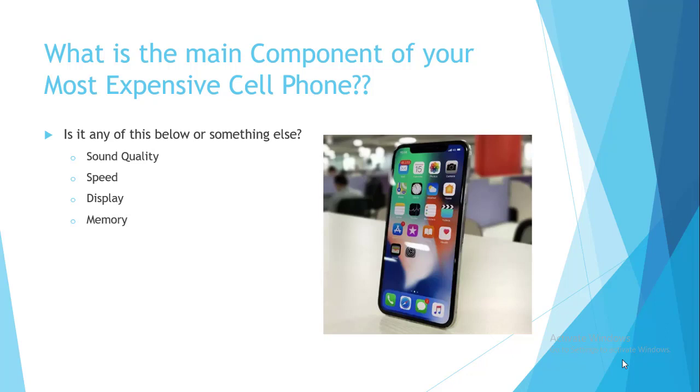Before we start, let me ask you, what is the main component of your most expensive cell phone? Is it the sound quality, speed, display, memory, or is it something else? The answer is charger. Your charger accepts the electricity as its input, which helps to run your mobile phone and its applications. As you saw, charger is one of the least thought component of the cell phone.